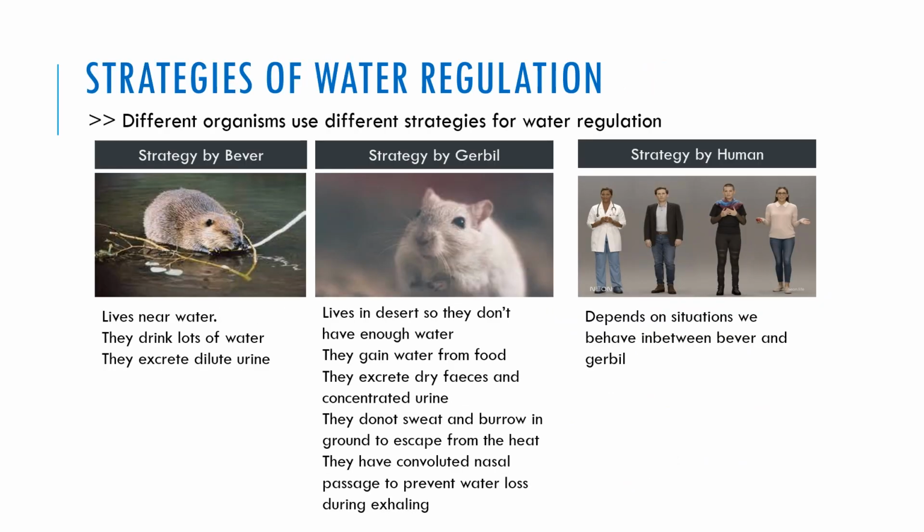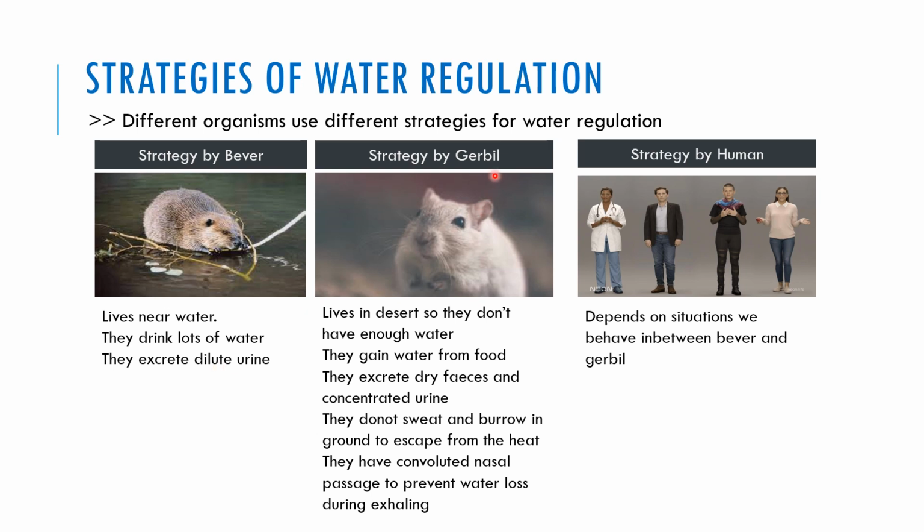Now, different organisms have different strategies which they use for regulating water. For an organism which lives near water, like a beaver, it drinks a lot of water along with the food and otherwise. So the mechanism to maintain water in that organism is that it excretes dilute urine.